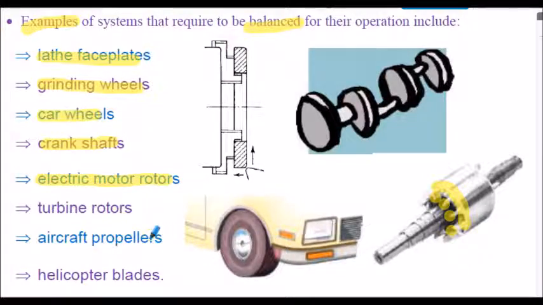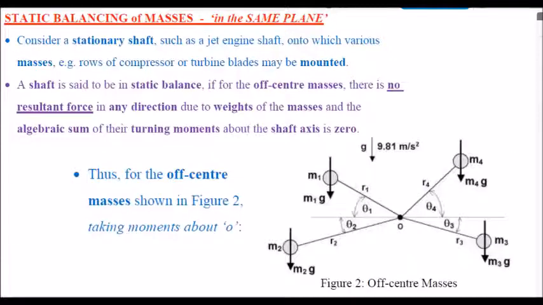So balanced electric motors, turbine rotors, aircraft propellers we mentioned, helicopter blades. It goes on and on. So let's look at static balancing. We're going to build up to dynamic balancing. So static balancing, and again, all these masses are in the same plane.